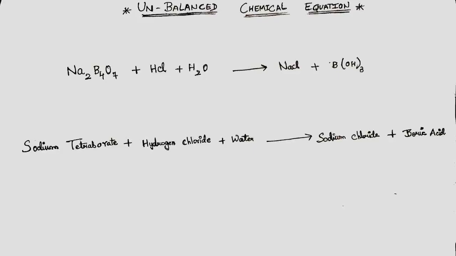So now we have an equation for orthoboric acid, that is Na2B4O7 plus HCl plus H2O gives NaCl plus B(OH)3. This is an unbalanced chemical equation. In words, we say sodium tetraborate plus hydrogen chloride plus water gives sodium chloride plus boric acid.